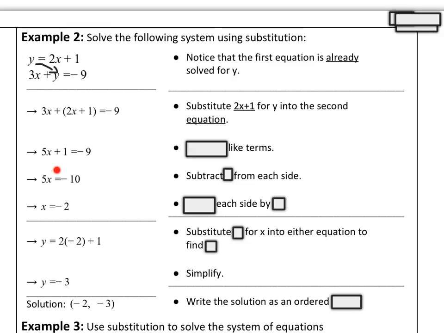After we've got that, we're going to combine our like terms. That's 3x plus 2x is 5x plus 1 equals negative 9.